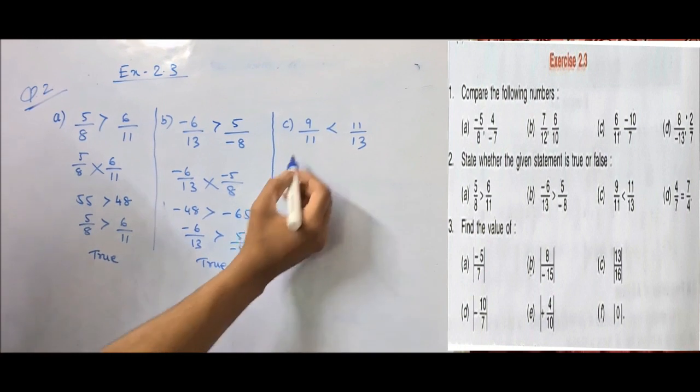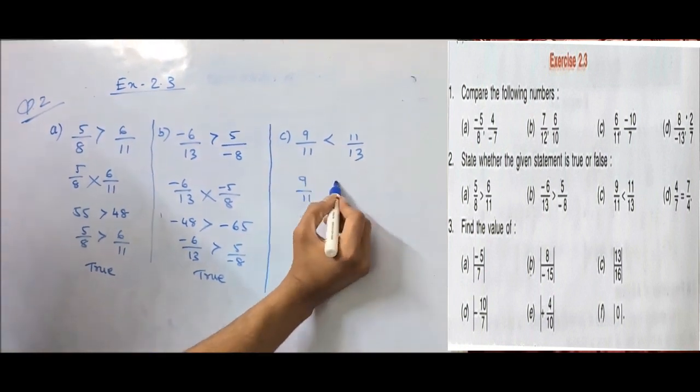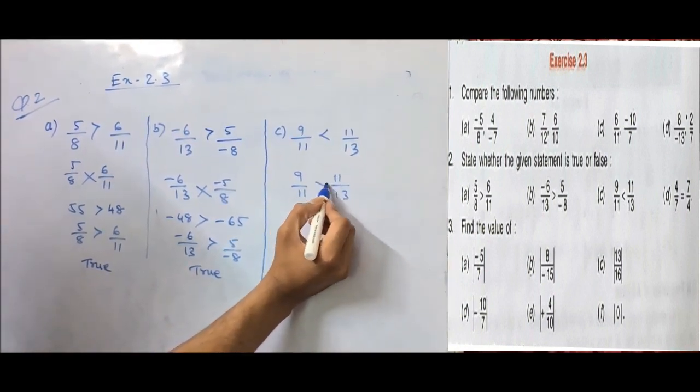Coming down to the last part. Here also for verification let us do the cross multiplication and let us identify what we are going to do.